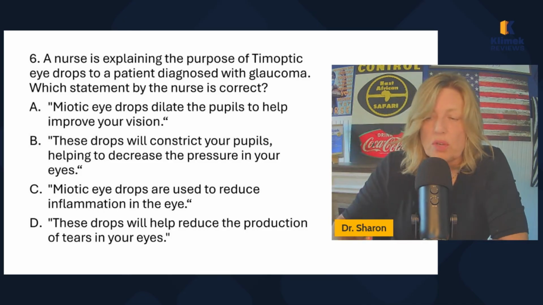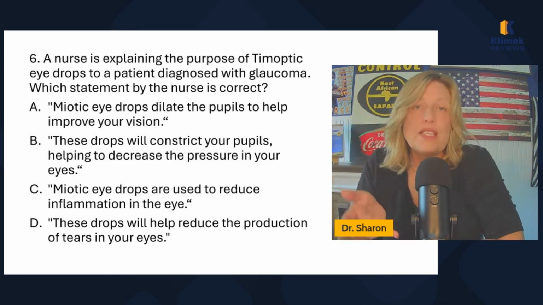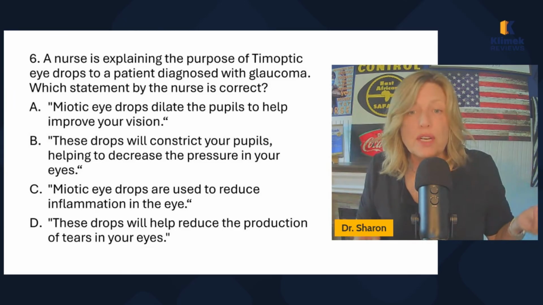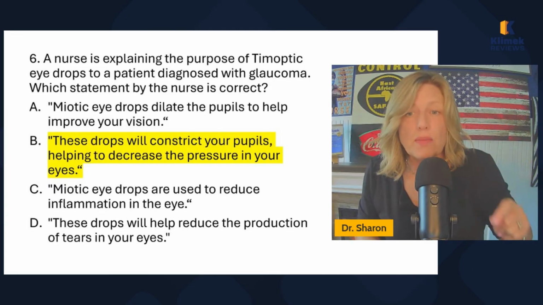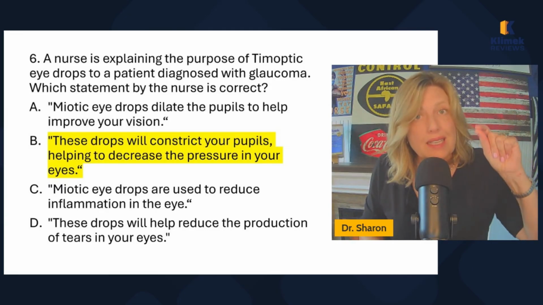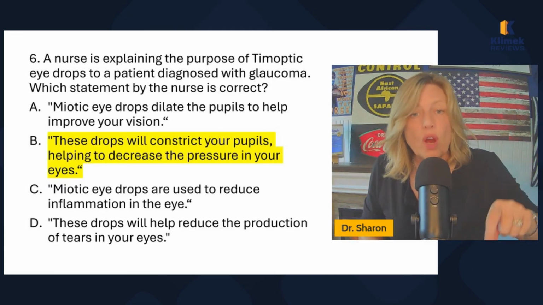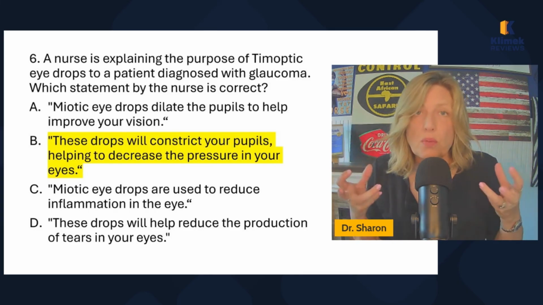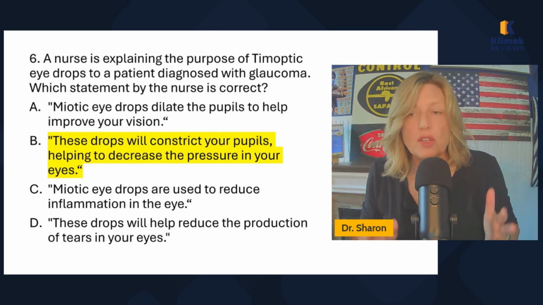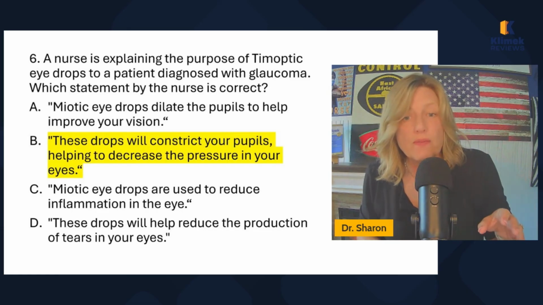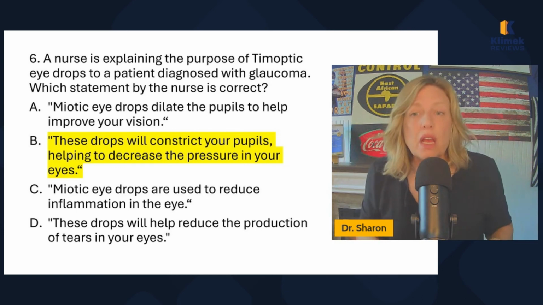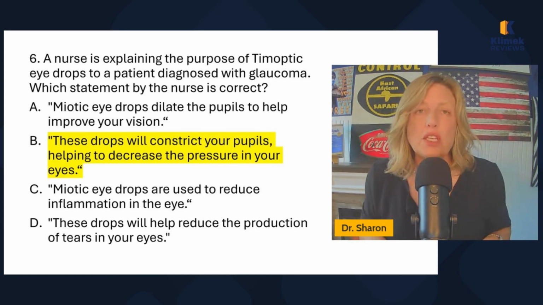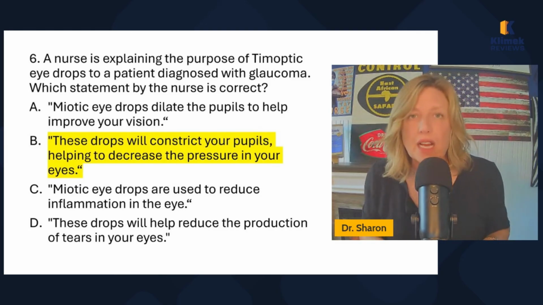Actually, that's not true. Let's just say you don't know if that's true or not. Which one do you know for sure is true? You know Temoptic, because it is a miotic, is going to constrict the pupils. So pick the answer you know, not the answer you don't know. If you're an overthinker, you're going to go, well, now I've got to figure out what it does to tear production. You don't need to know what Temoptic does to tear production, y'all.